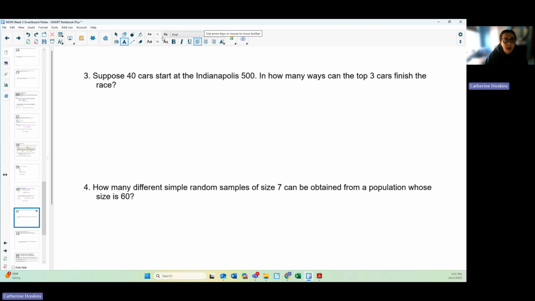The first thing I want to make a comment on is not everybody knows this, but the Indianapolis 500 is the name of the race. So that 500 does not mean anything in this math problem. That 500 is the name of the race. So we're going to start with 40 cars. So that's my N.